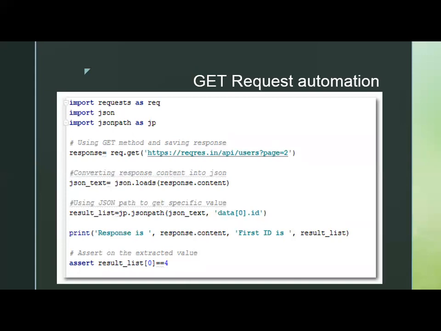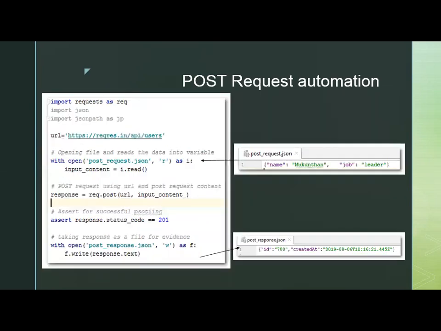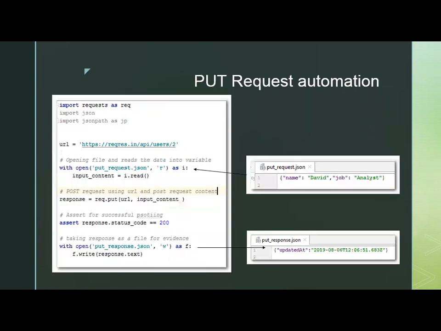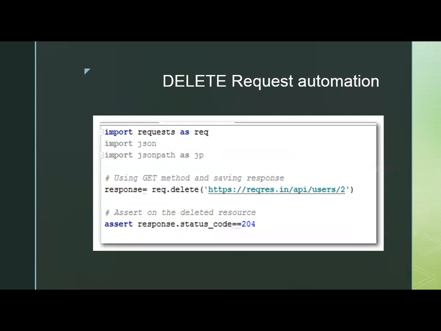Whatever code we have seen, those are in the slides. The get request is only 3, 4, 5 lines of code. Then after that the post request: you are getting the post request JSON, reading that and posting it with the post request. Then you are assigning the response code, and after that you are writing into the post response JSON as an output. Same way for the put request and delete. For delete, we don't have any content to assert, so we are just asserting only the final status code.